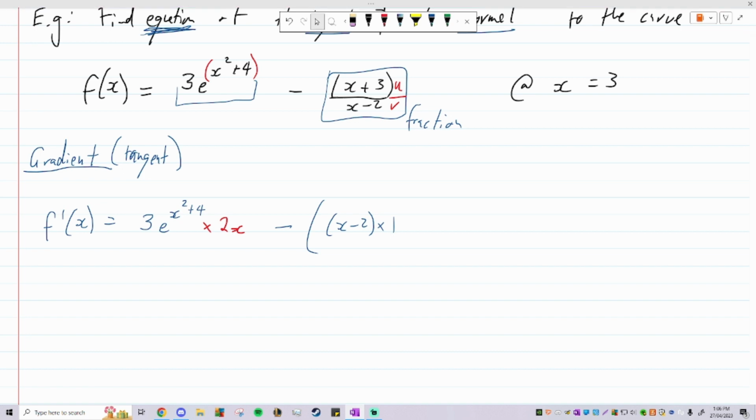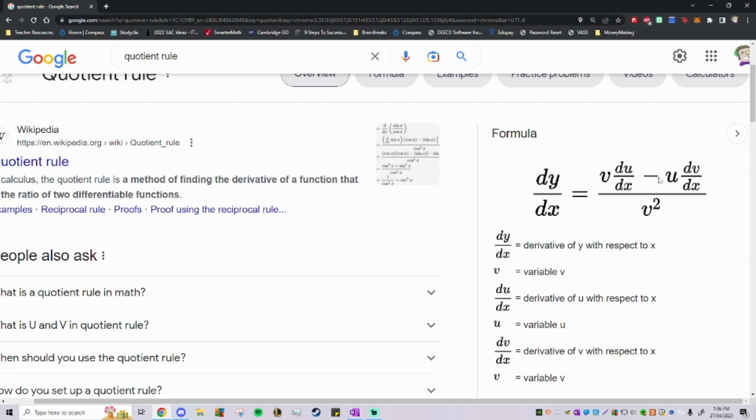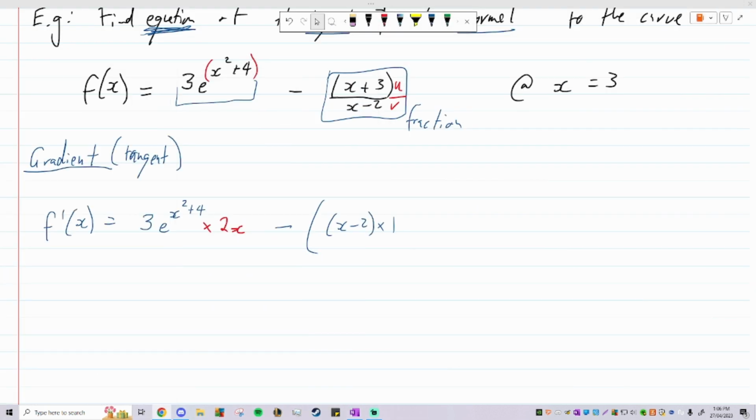Going back over to the formula here. Then we're going to take away the top one times the derivative of the bottom. So we're going to take away the top one, x plus 3, times the derivative of the bottom. And that's just 1 again as well. And then we're going to do it all over v squared, or all over the bottom squared.